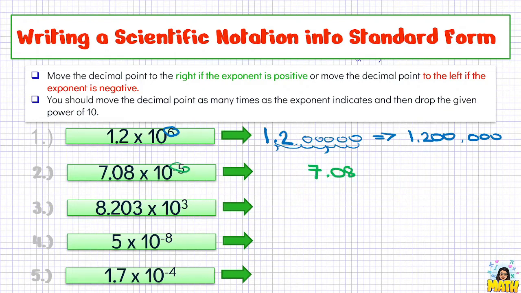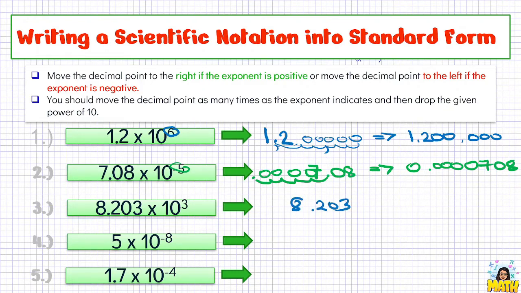Number 2, this time, our exponent is negative. We will be moving it to the left 5 times, and then fill in the spaces with 0. It will become 0.000708. Okay? Next, for number 3, we have 8.203.